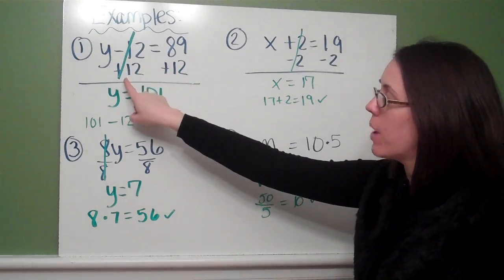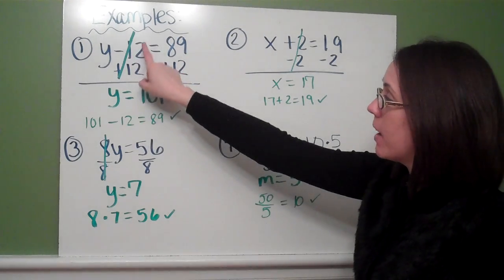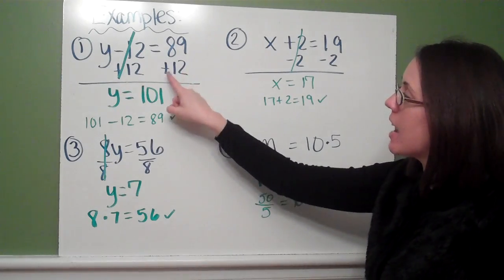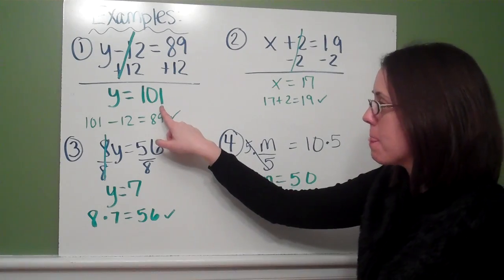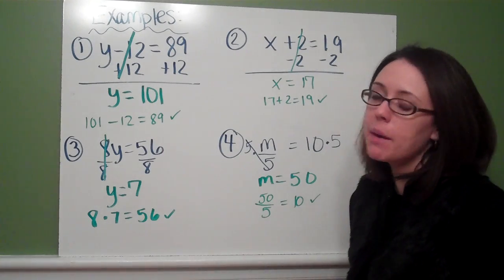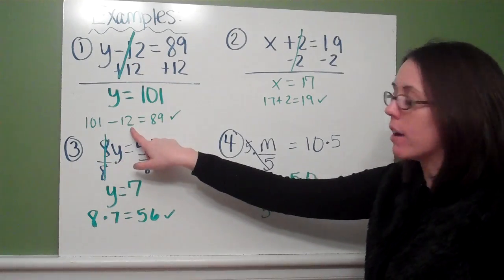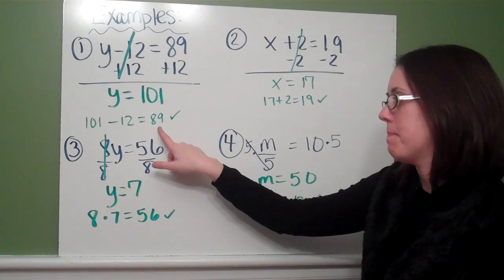When we add 12 here and add 12 here, this is what happens. Your 12s cancel, so you just bring down your y, and 89 plus 12 is 101. Y equals 101. Let's check ourselves. Plug it in, plug it in. Go back up here, 101 minus 12. That's 89. We know that 89 does equal 89.